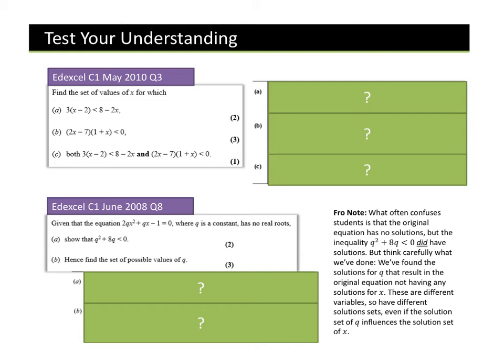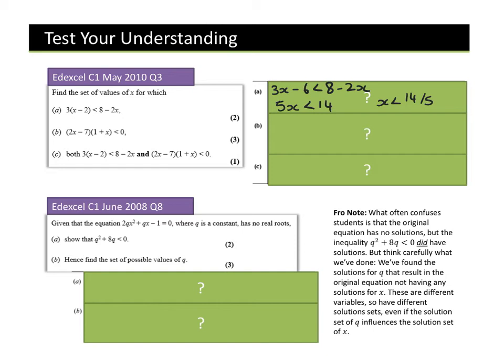We need to expand the bracket, so we're going to get 3x minus 6 is less than 8 minus 2x. I'm going to move all the x's on one side, numbers on the other side, so I'm going to get 5x is less than 14. So x is less than 14 over 5. Is that right? Yeah. Perfect.